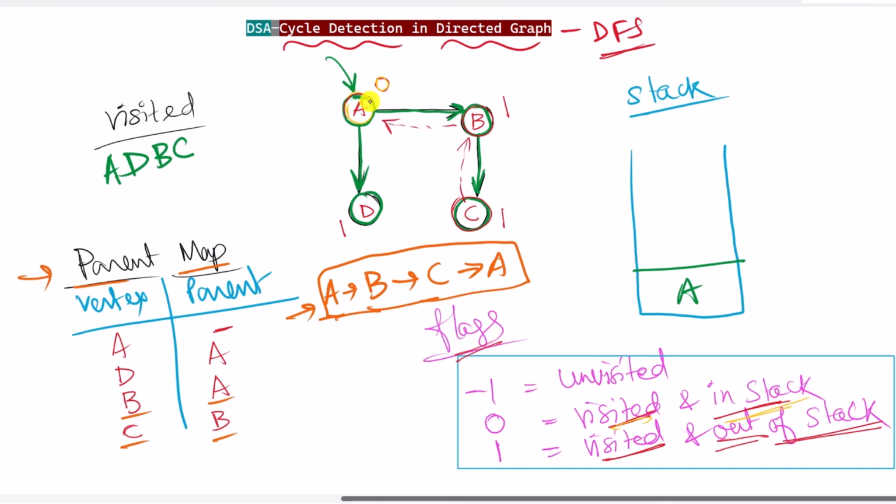So we are back at the vertex A. From here also we do not have any unvisited nodes. We pop A from the top of the stack, and here also the flag will be changed to 1. Now because our stack is empty, we have completed the traversal of our graph using the DFS and we did not find any cycle. That is the case when we do not have any cycle.